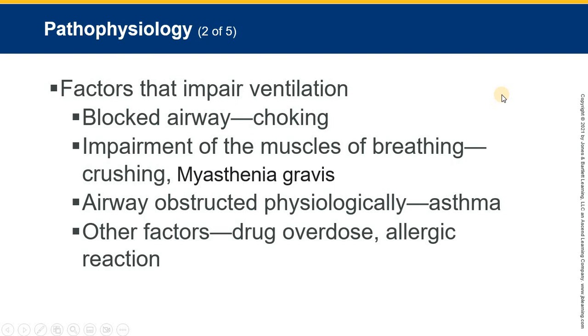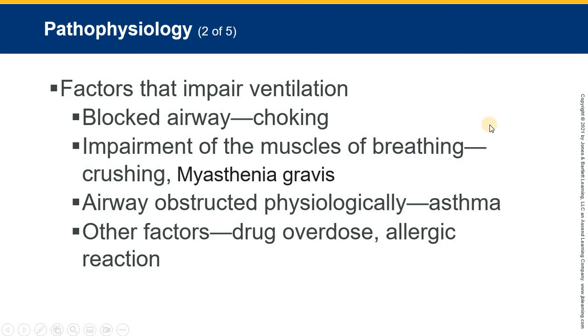Factors that impair ventilation. You can think of things like choking. If something falls on your chest and you're unable to move your chest normally and breathe in and breathe out, you can think of being crushed like that. It can impair the muscles themselves. Also, certain diseases can do this. One we'll learn about is called myasthenia gravis.